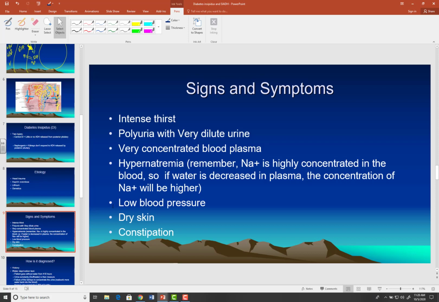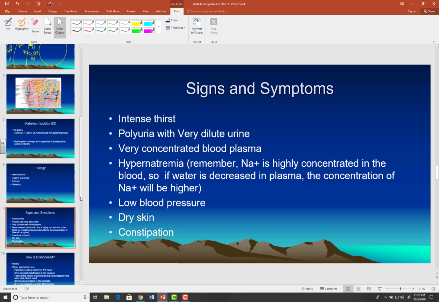Then they're going to have low blood pressure, obviously, because they're peeing out all that fluid. They're going to have very dry skin, right? Because all of that water is getting sucked and peed into the toilet, and they're going to be constipated, right? So you're trying to reabsorb water from the GI tract, and if you don't have a lot of water in your poop, then it becomes hard and you become constipated.